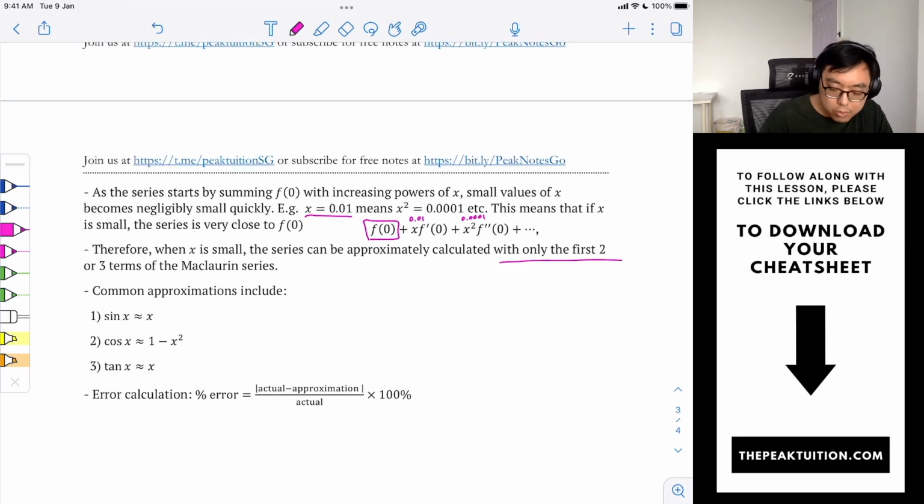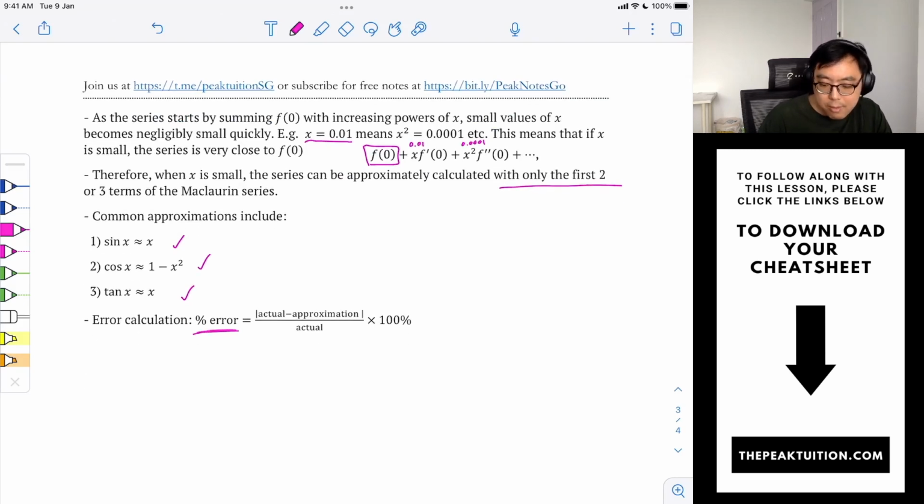So common approximations include sine x equals x, cosine x equals 1 minus x squared over 2, and tangent x equals x. So these are the common approximations that you will need. For all approximations, there will definitely be an error. And so the error calculation is given by this. The percentage error is given by the actual value minus the approximated value, by using something like maybe sine x equals x, divided by the actual value. This is important. You must divide it by the actual value, not the approximate value. And the percentage error is this fraction multiplied by 100%.